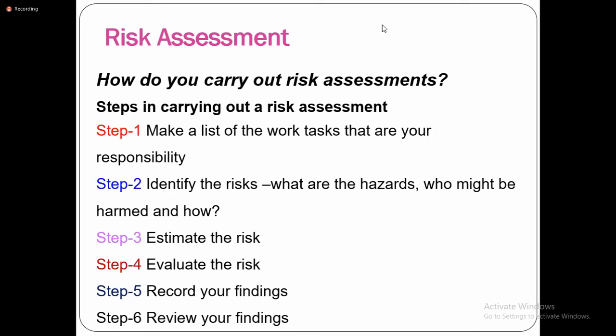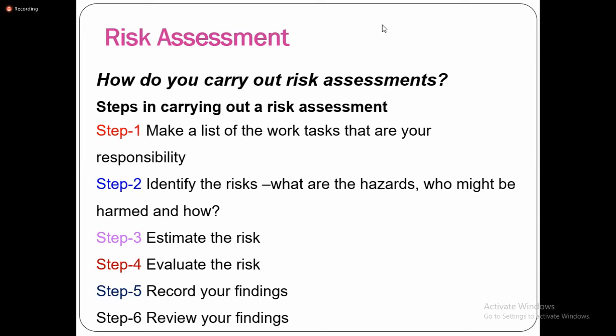Okay, then we will go ahead with the steps of carrying out this assessment. There are 6 steps, right? First step, make a list of work tasks that you are responsible for. First, you have to come up with your list of work tasks that you're supposed to do. Then identify the risks. That means you have to find out what the hazards are related to that. Who might be harmed and how? What are the hazards? Who might be harmed? How will the harm happen?